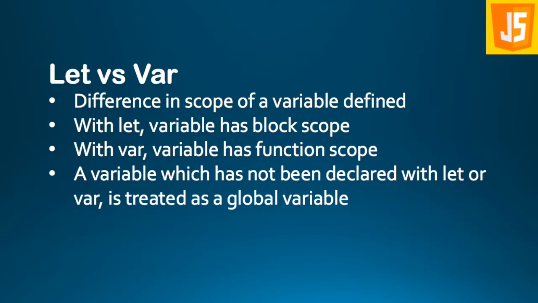So let's begin with let versus var. We have earlier also used let and var to define a variable. So what are the differences between them and what is preferable? The difference is largely in the scope of a variable defined. With let, the variable has block scope, and with var, the variable has function scope. In the examples that we will see, the difference between the block scope and the function scope, what are the issues it creates, and why let is a preferable option.